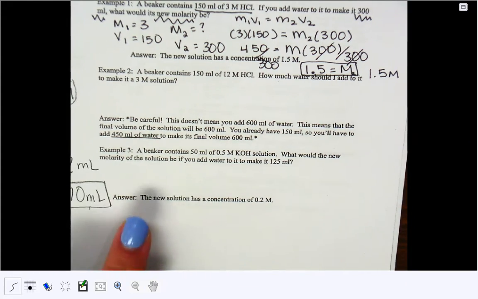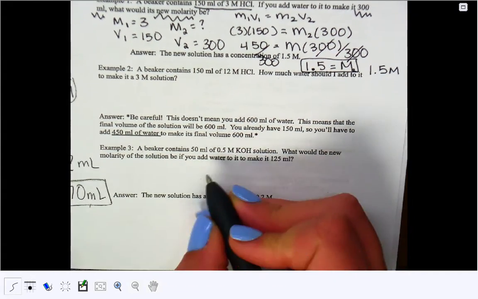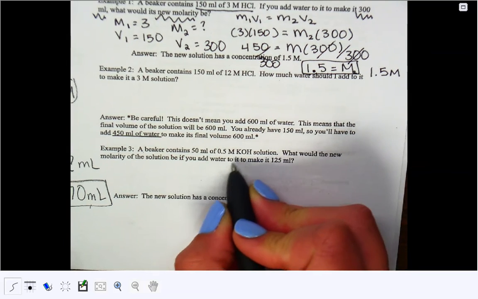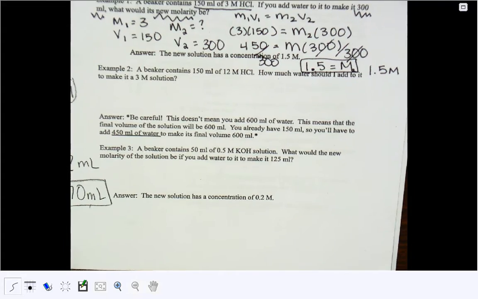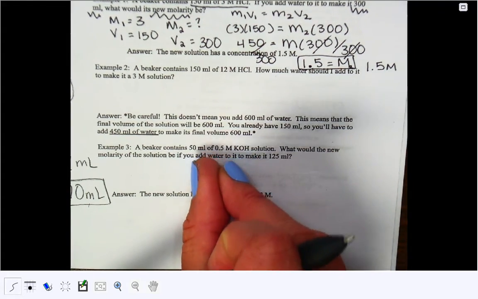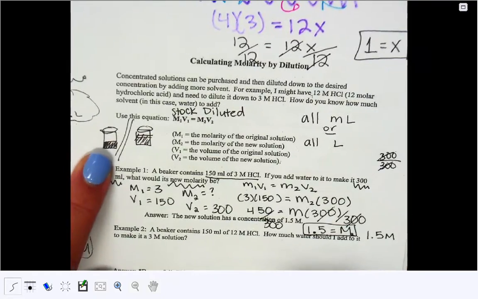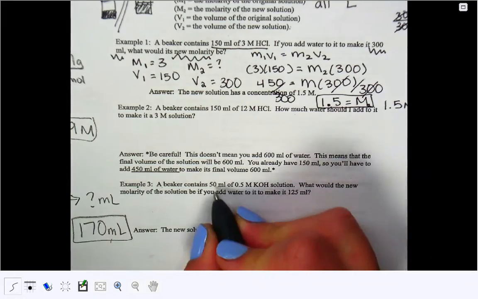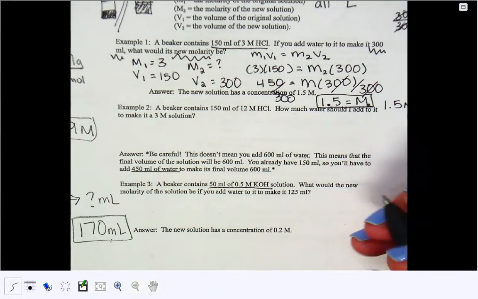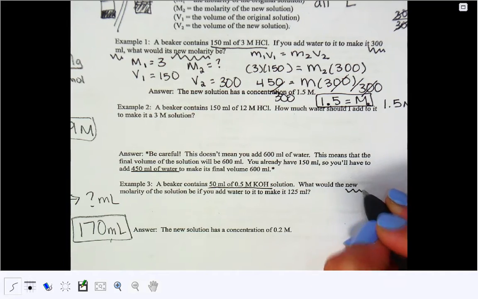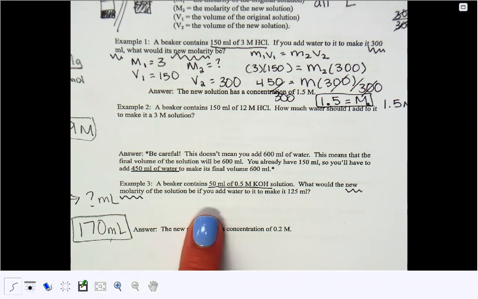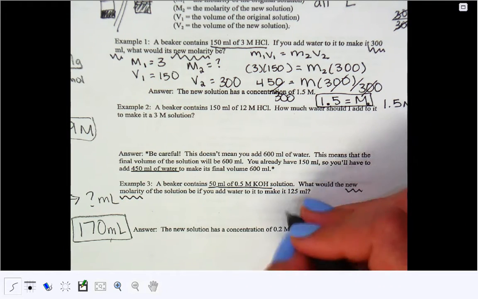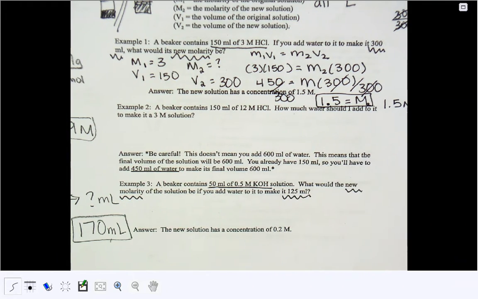Okay, example 3 says a beaker contains 50 milliliters of 0.5 molar KOH solution. So these two are talking about beaker 1, just like we were talking about earlier. Okay, so these two numbers are talking about the same thing. What would the new molarity be? So I squiggled it. Of the solution if you add water to make the total 125 milliliters.